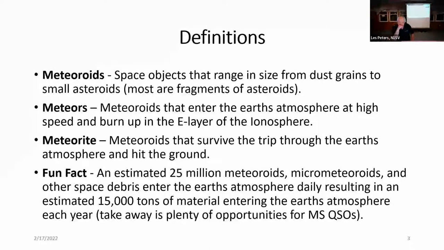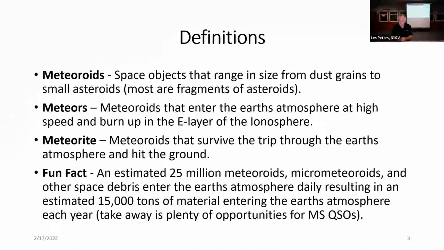So definitions. A meteoroid basically is a space object that's anywhere from something as small as a grain to small asteroids and anything in between. A meteor would be a meteoroid that burns up in the E layer of the atmosphere, and a meteorite is basically a meteoroid that makes it all the way to Earth.